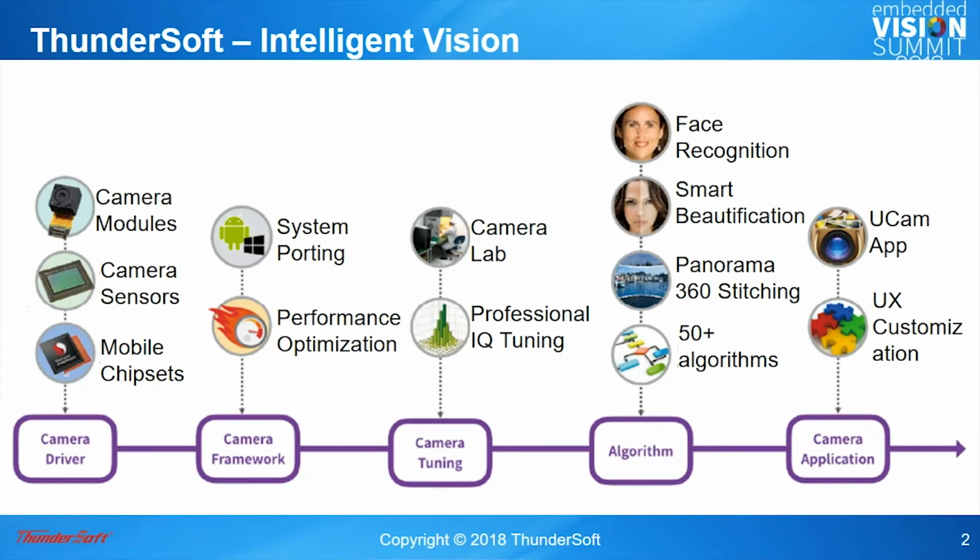A little bit on Thundersoft. We have a dedicated business line that works on what we call intelligent vision. Traditionally we called it computer vision, but nowadays with AI we start to make it intelligent. It covers all the engineering activities from camera drivers, camera framework, and camera tuning, image quality tuning, whatever you call it, IQ or PQ, and also image processing algorithms, computer vision, and AI. That also extends to camera applications.